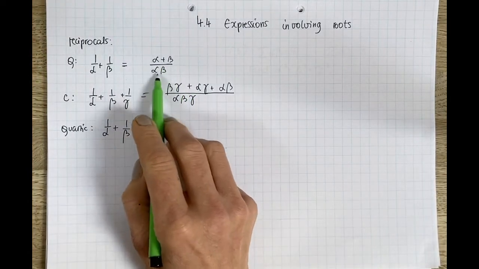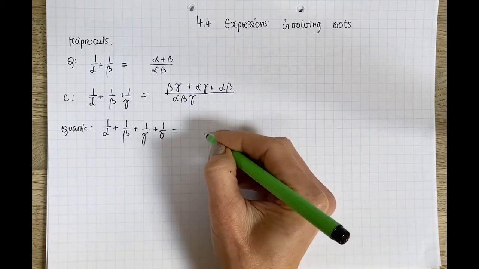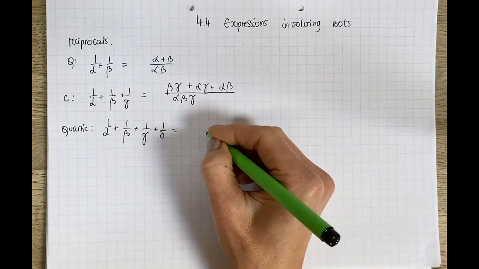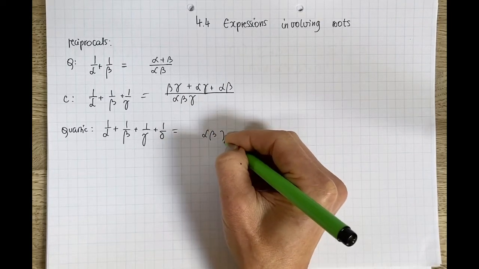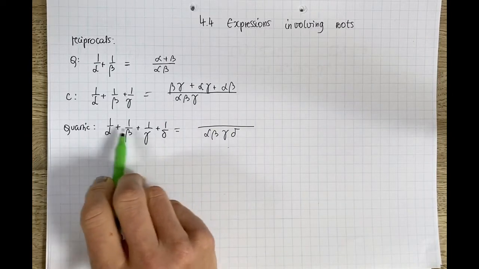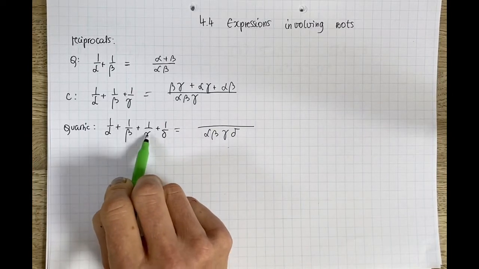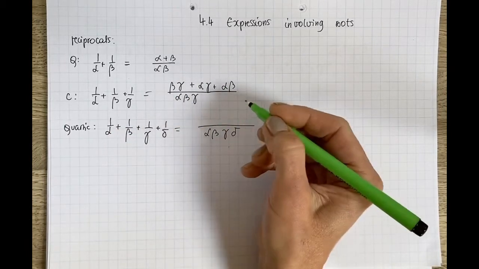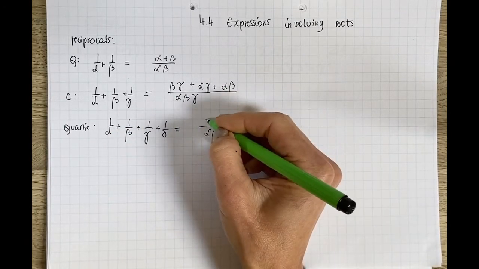And this is just the sum of pairs. This is the sum of roots. This is the product of the roots. So this is if it was a cubic equation. This is quadratic. And quartic, you will have alpha, beta, gamma, delta. And you will have beta, gamma, delta plus alpha, gamma, delta, etc. So you will have the sum of triples on the top.